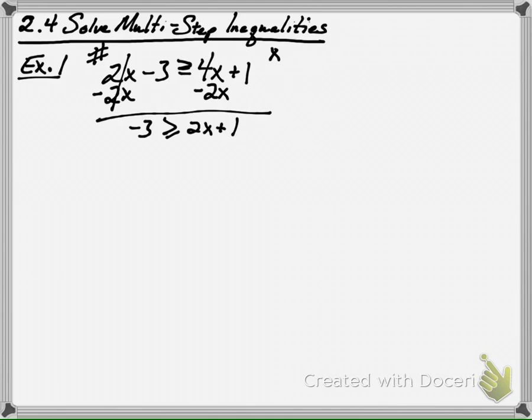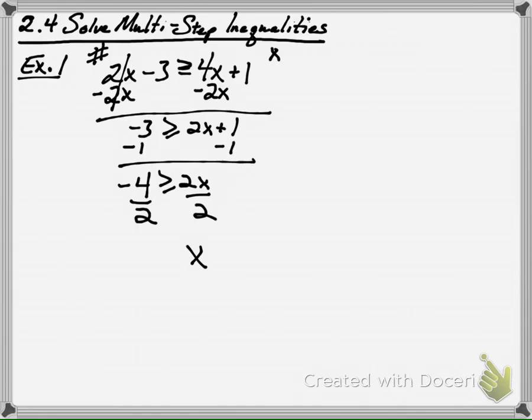And looks like I've got all of my x's out of the left side. So let's go to the right side. Those should be all x's. And I've got some numbers there. So let's get rid of that plus 1 by minusing 1 from both sides. Negative 3 and negative 1. Put them together. You get negative 4 greater than or equal to 2x. Divide both sides by 2.